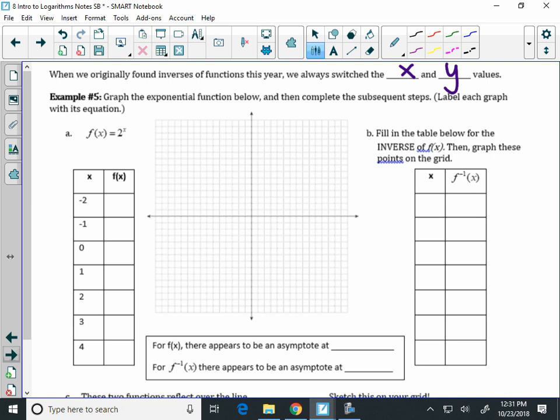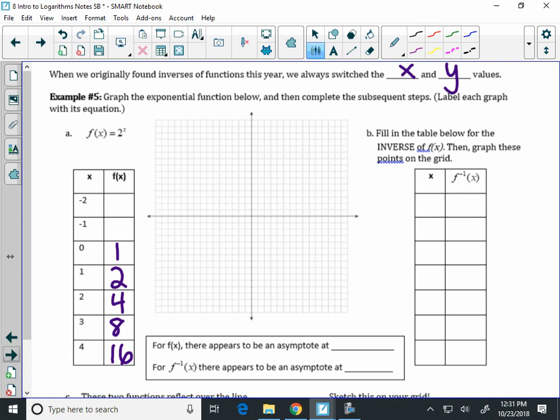So we'll start with f of x equals 2 to the x. Let's fill in the table, plot those points, and then graph its inverse. When we fill the table here, I like to start at 0. What's anything to the 0 power? 1. All right, so as I go through, 2 to the first power is 2, 2 to the second is 4, 2 to the third is 8, and then 16.